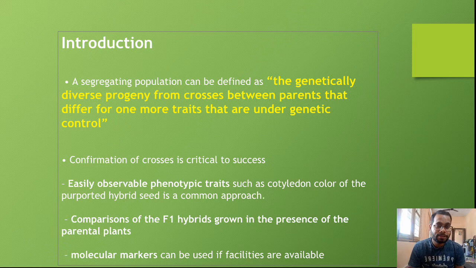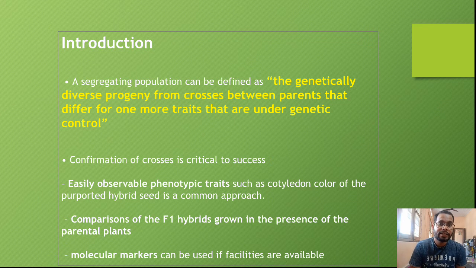Suppose you made a cross between two parents, one containing disease resistance, and another that does not have a disease resistant gene. When you make a cross between them, you will get F1. The F1 plant should contain the disease resistant gene if the cross is confirmed, meaning fertilization occurred from the fallen pollen grain. So that is the thing.